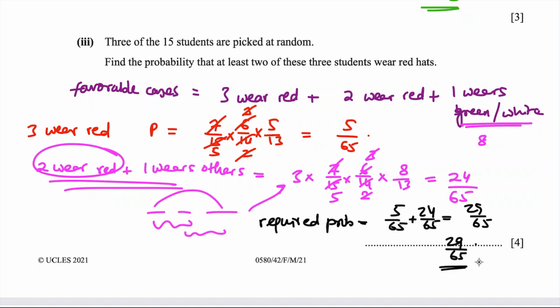Somewhat easy question, but people generally make a mistake here. They don't include this 3. But remember, out of 3, you are picking only 2 who are red. And so you can do that in 3 ways. You can either pick the first 2, the last 2, or the first and the third. So 3 should be there.